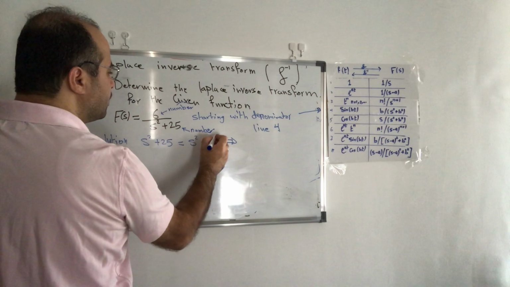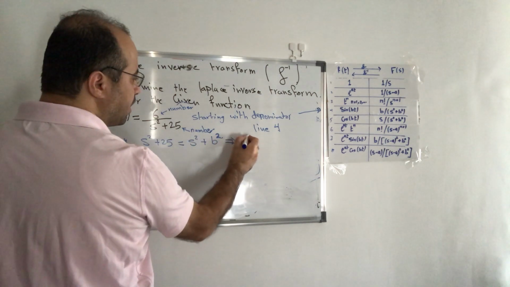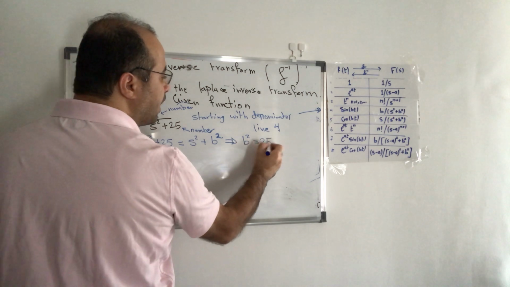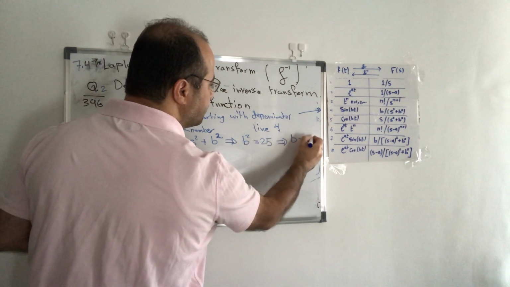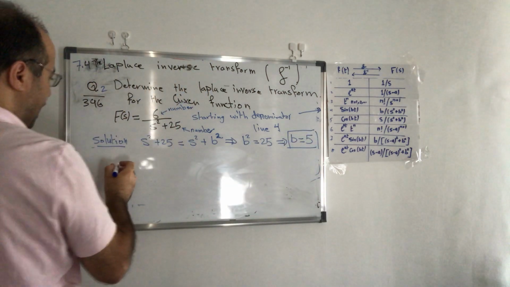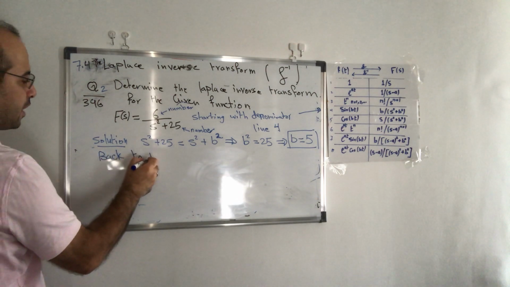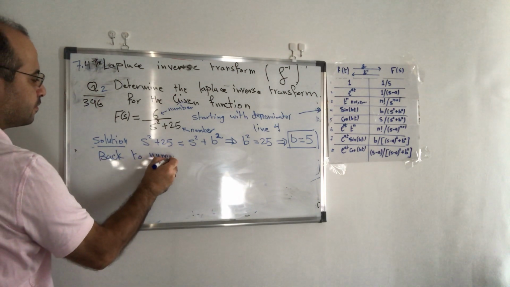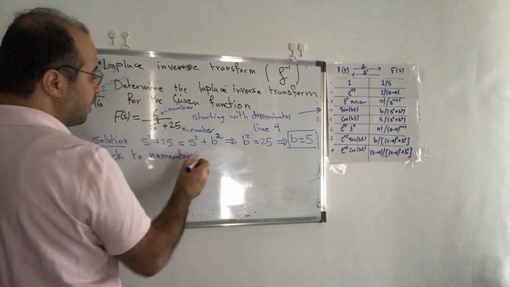Then can you check for me what is p squared? Then p squared should be 25, and always you should go with p positive, right? P should be 5, yeah? Now going back to the numerator. Now the numerator is supposed to be p.